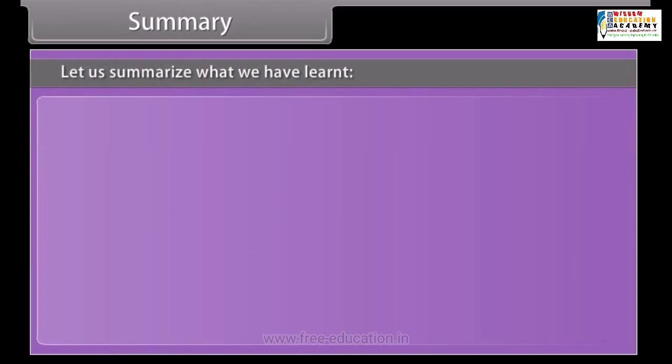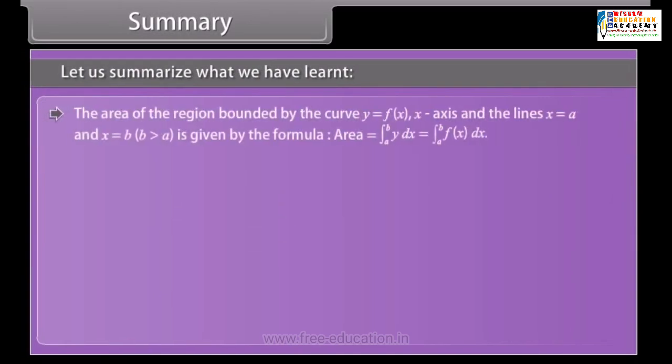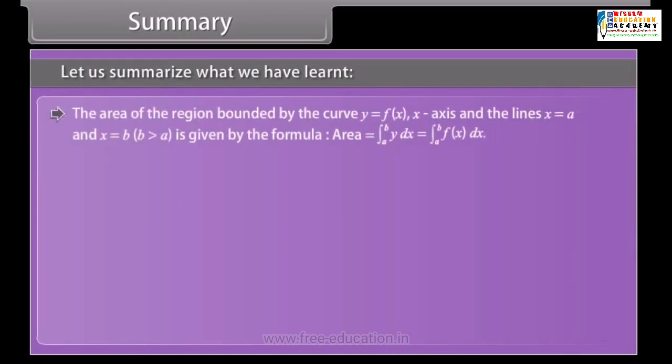Summary. Let us summarize what we have learned. The area of the region bound by the curve y equals f of x, x-axis, and the lines x equals a and x equals b, where b is greater than a, is given by the formula area is equal to integral from a to b of y with respect to x, which equals integral from a to b of f of x with respect to x.